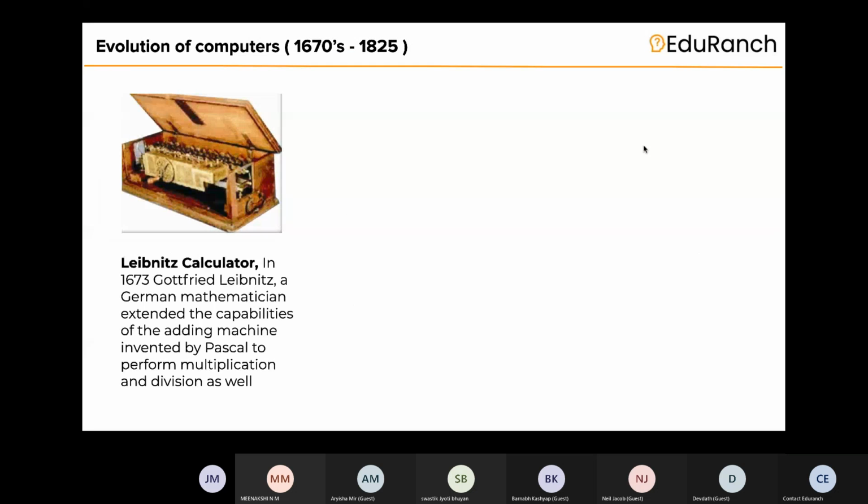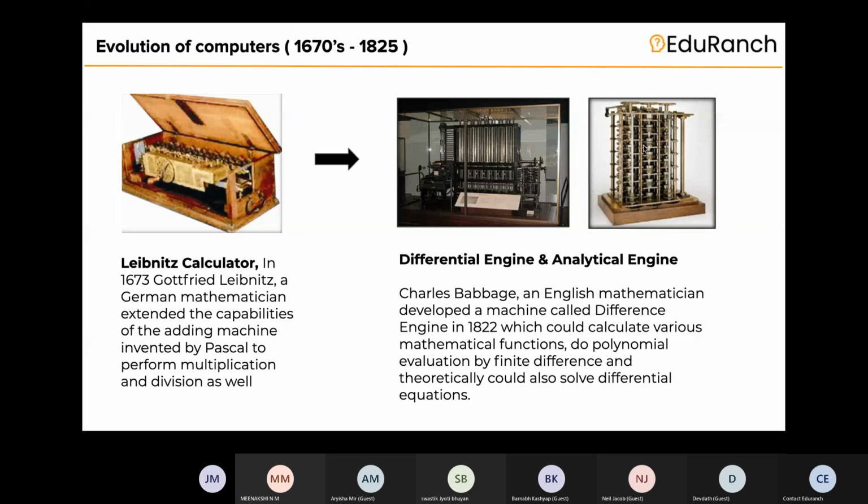And then from the 1670s to 1825, it evolved further. Leibniz invented a further enhanced version of the mechanical calculator invented by Pascal. This did a little bit more than Pascal's machine. It did more complex multiplication and division as well, by just moving the knobs and rotating the levers. This was a mechanical calculator, invented sometime in 1673, and we used it for a while before we started inventing other machines.